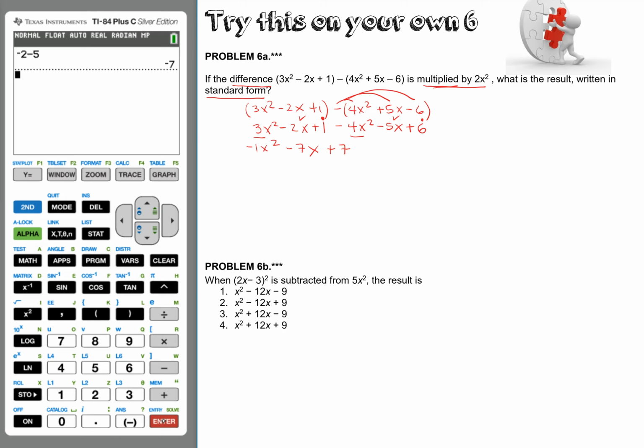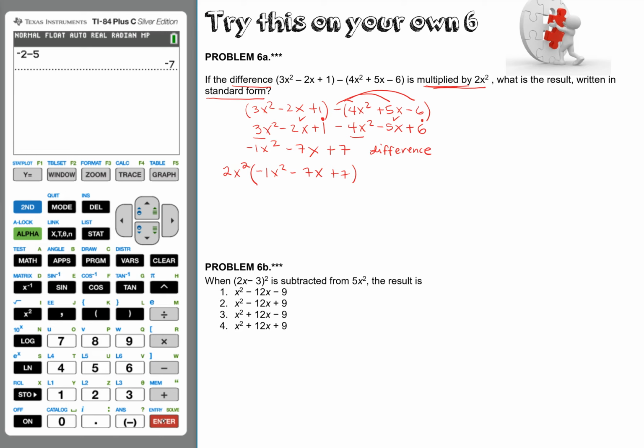So this one is the difference after subtraction. Now we are going to multiply by 2x squared. So this would now be negative 1x squared minus 7x plus 7, and I'm going to multiply this by 2x squared.